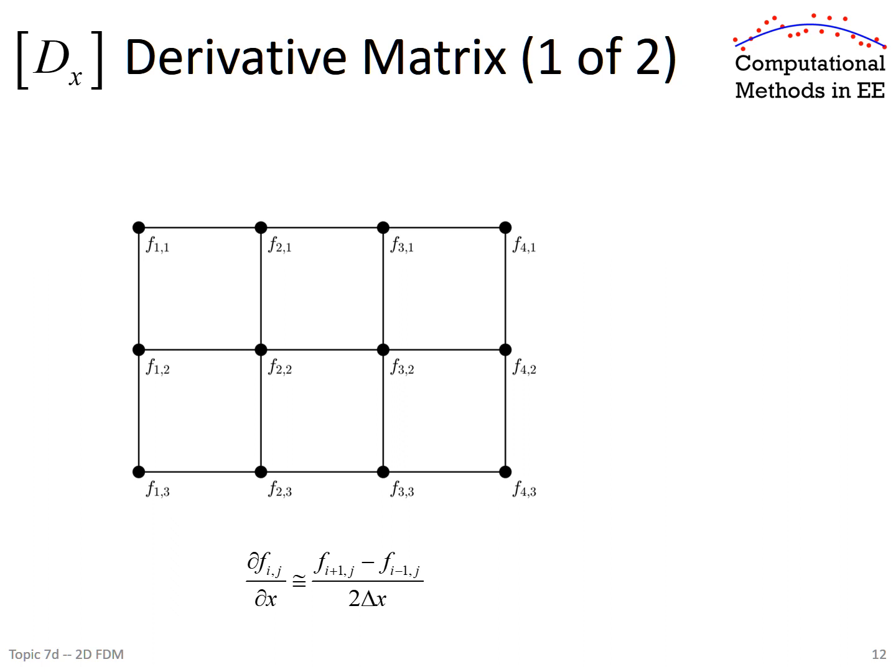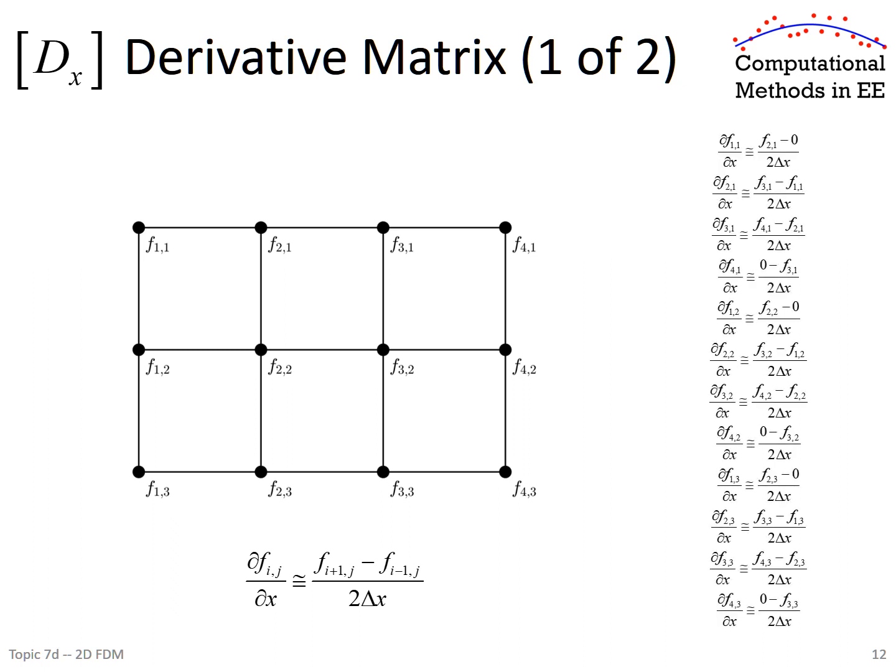So let's go one at a time here. And we write our finite difference equation for every single point on this grid. There's 12 points total. So we have 12 equations. What we want to do now is go one at a time and explain what's going on.